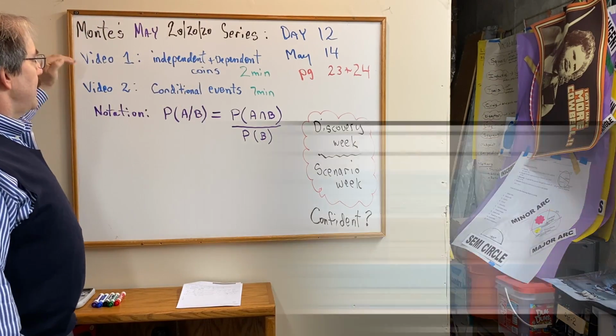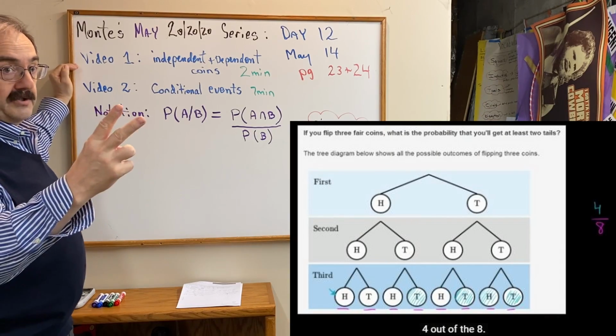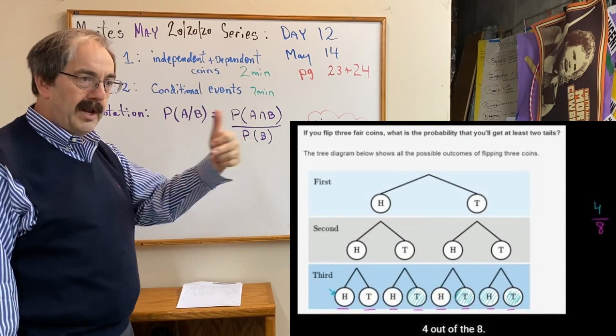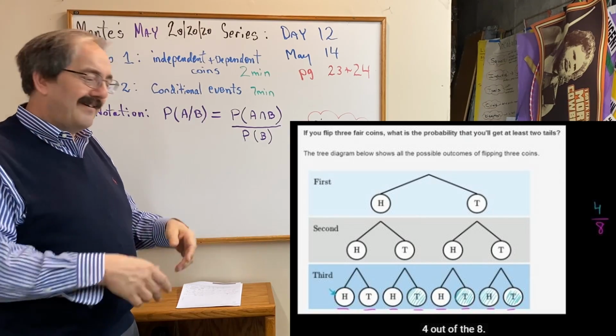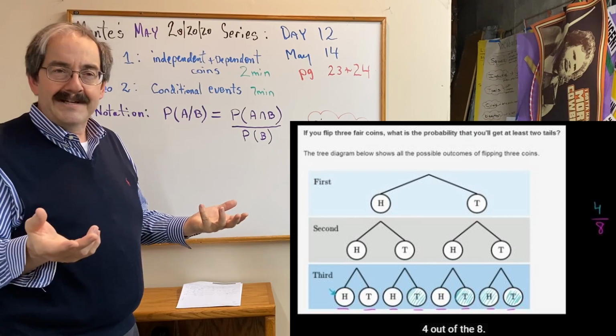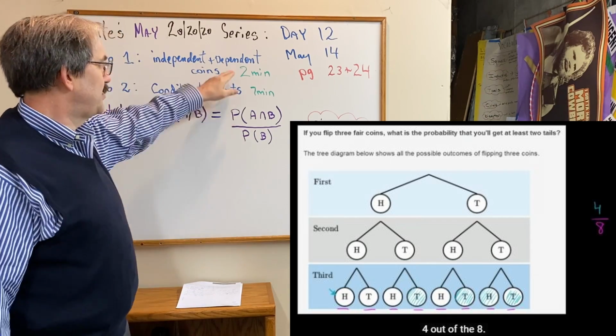All right. Today I asked you to watch two videos. The first one was Salman Khan, independent, dependent. We're flipping a coin. Really makes sense. You know, every time you flip it, you got two possibilities. They're independent activities. All right. Only took 2 minutes. Poof.